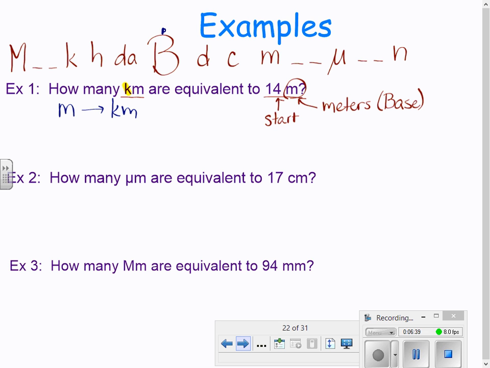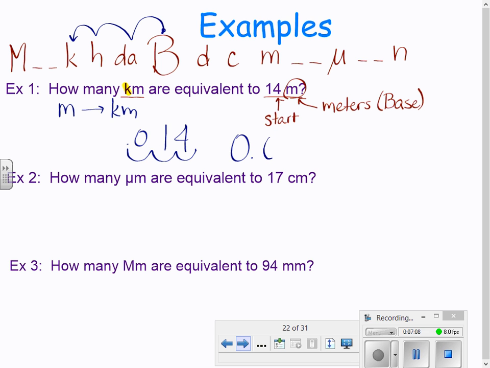So here we go. Base. You always want to start there. Don't count it. 1, 2, 3. So I'm moving 3 places to the left. So if we start with 14, our decimal point is after the 4. 1, 2, 3 places. It's going to look kind of like what we did when we were converting into scientific notation. I have a little scoop that doesn't have any numbers, so I'm going to put a 0 there.